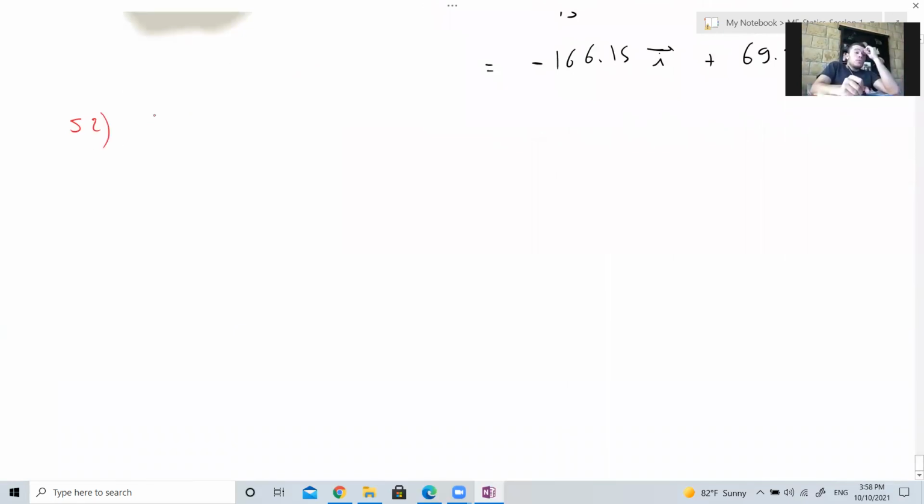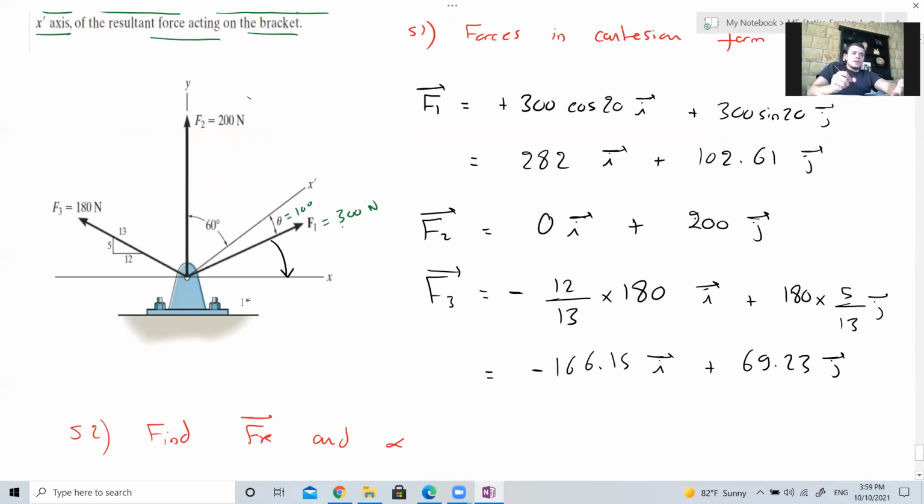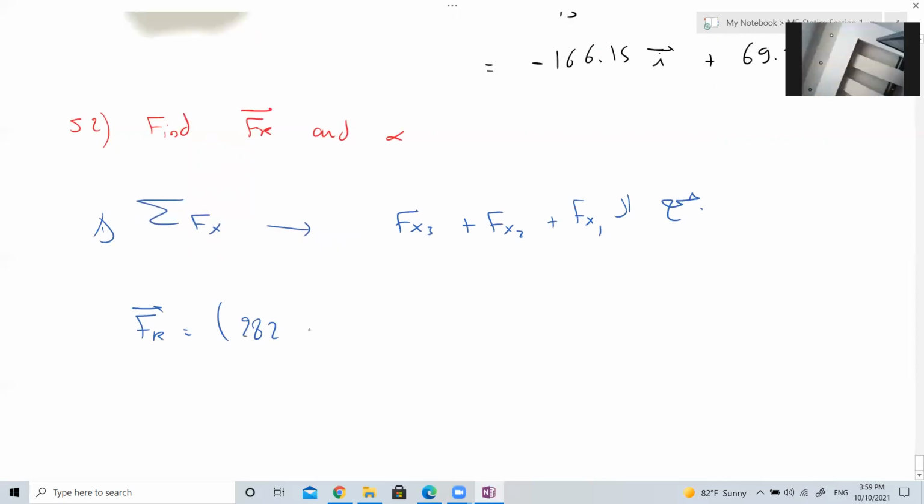Step 2: find FR and alpha. Sigma Fx means the sum of all the x components: Fx1 plus Fx2 plus Fx3. So FR is 282.